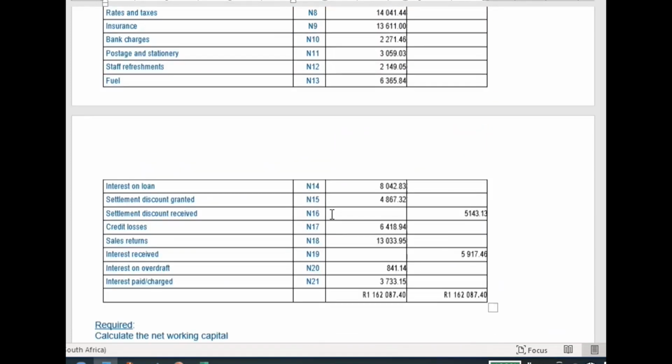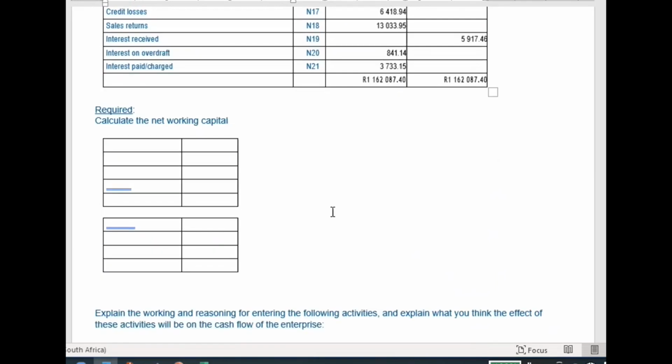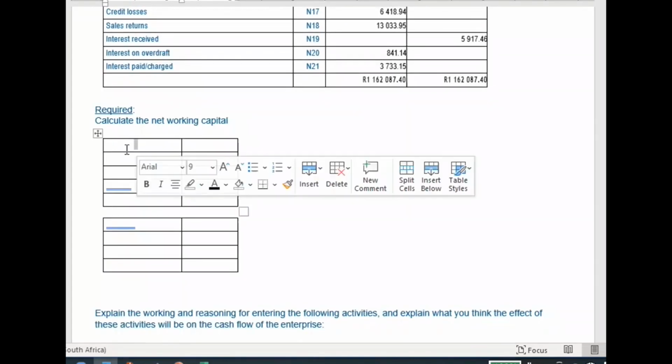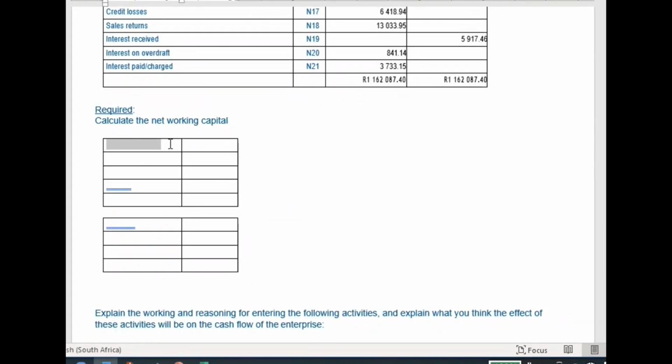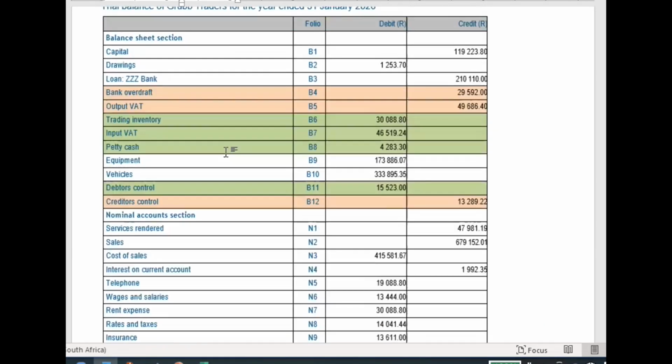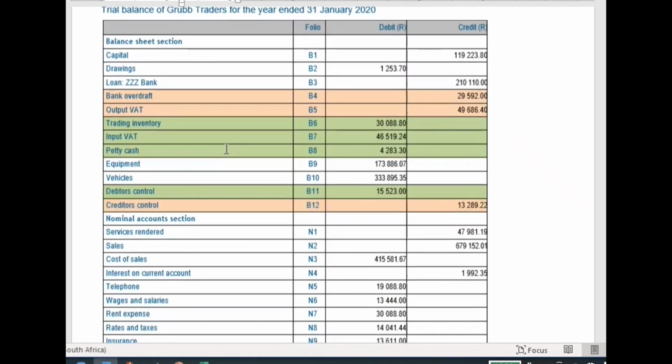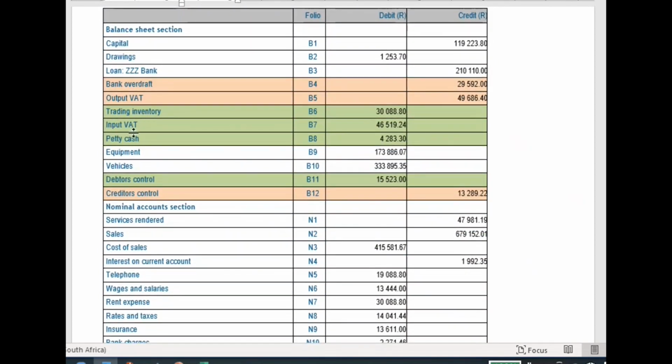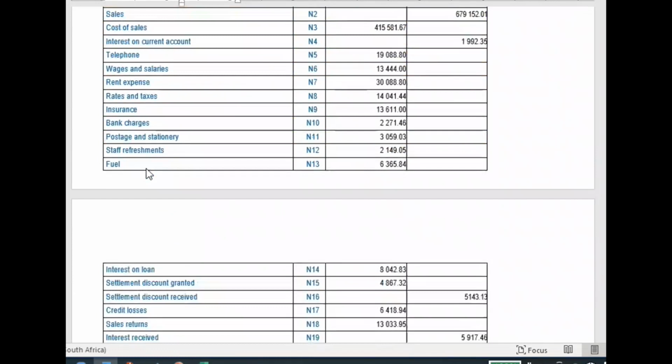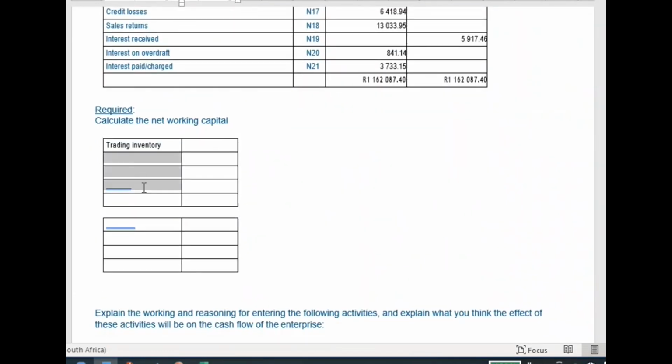So now we go down and have a look at our current assets first. We must list them, and we can list them in the order that we have. It's trading inventory, input VAT, petty cash, and debtors control. So let's list all of them there.